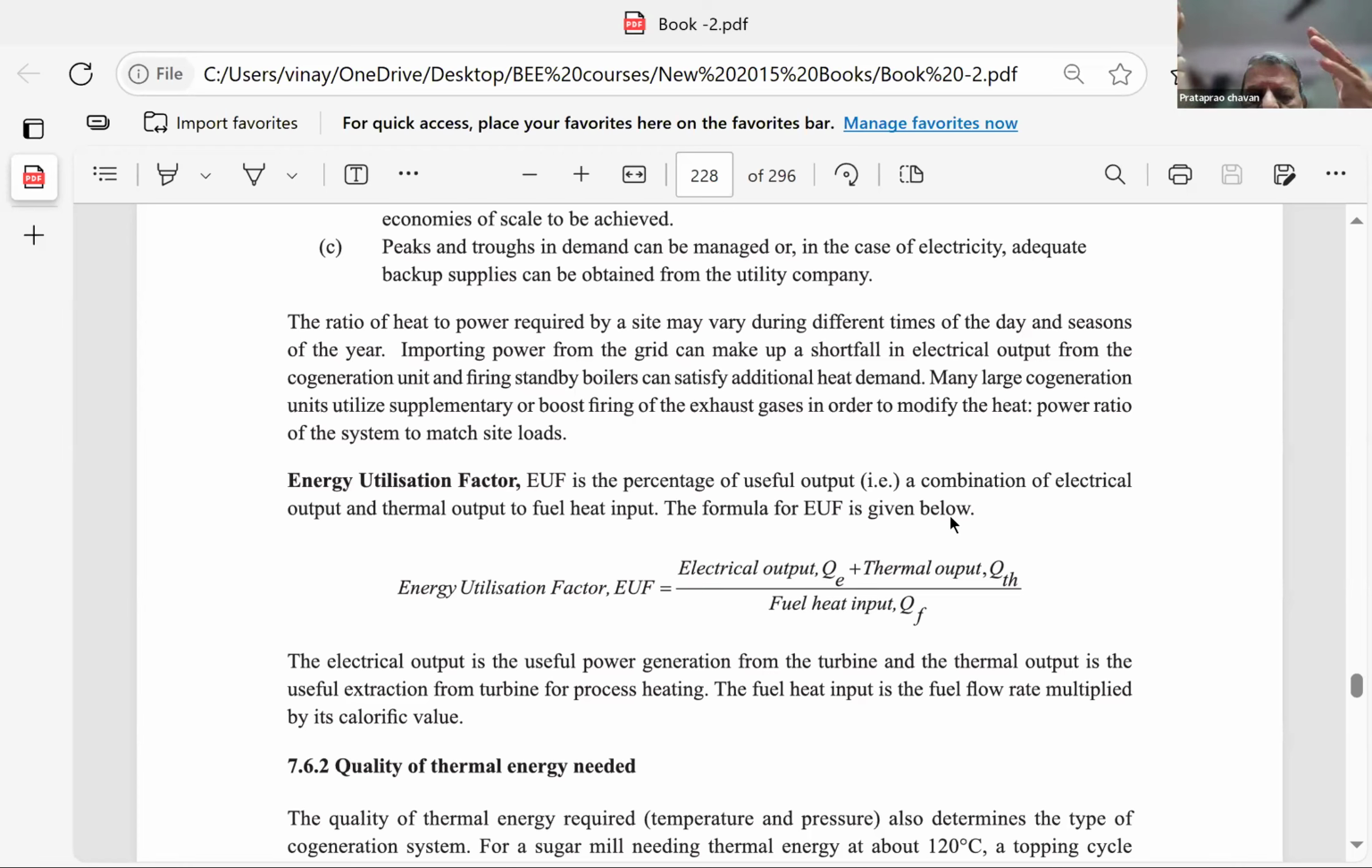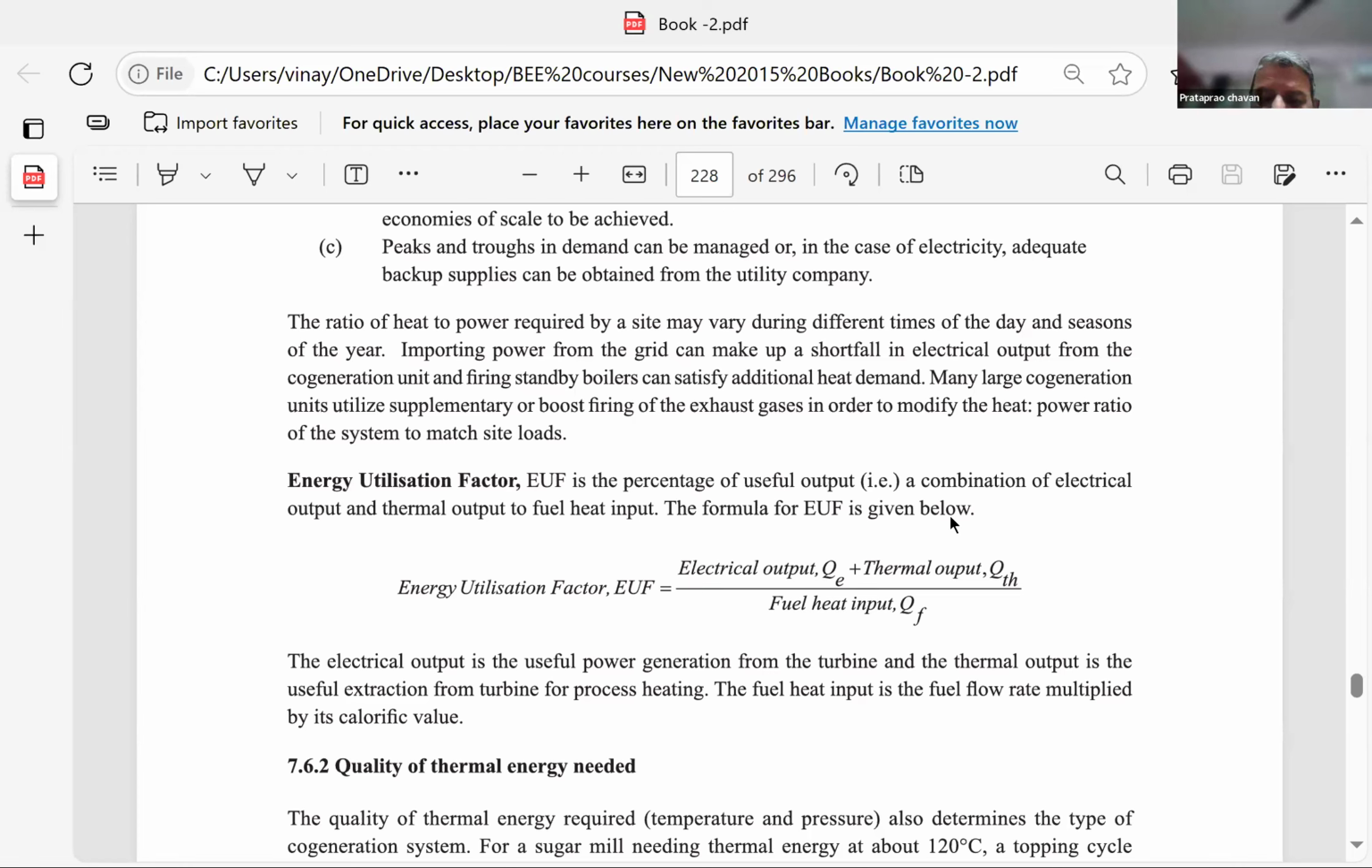And what is the output? The electrical equivalent of kilocalories and the kilocalories supplied to the process, add and divide by the total heat input. That will give you how much percent of energy you have used. That is what the factor says, energy utilization. I give you X amount of heat, how much you have utilized gainfully.